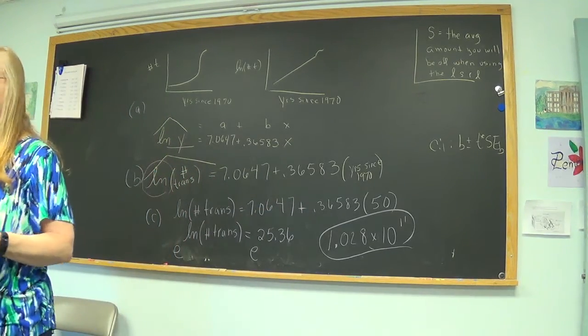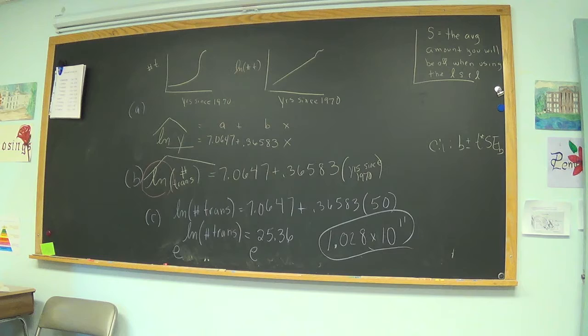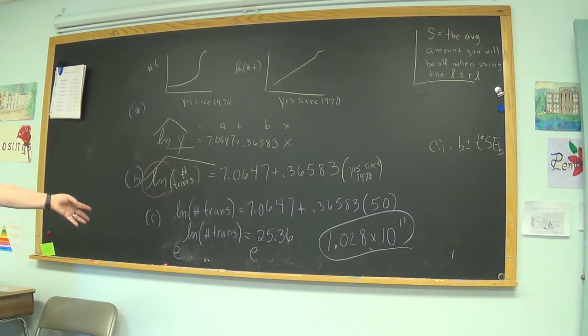All right, Brian, did you find where to put it in? Yes, it's 1.028. How about you, Andrew? Yeah, I got 1.028. You found where to put it in your calculator? All right, other questions? All right, part D.